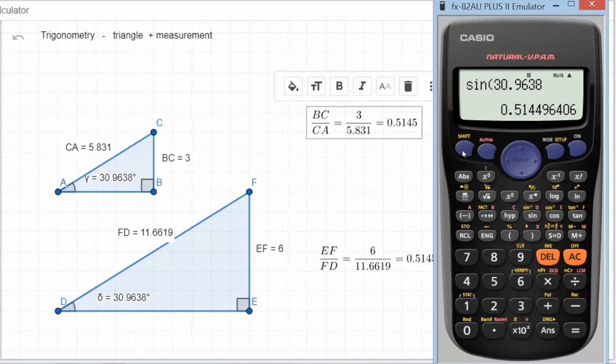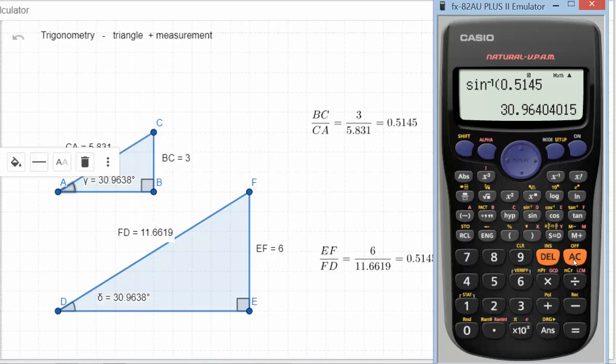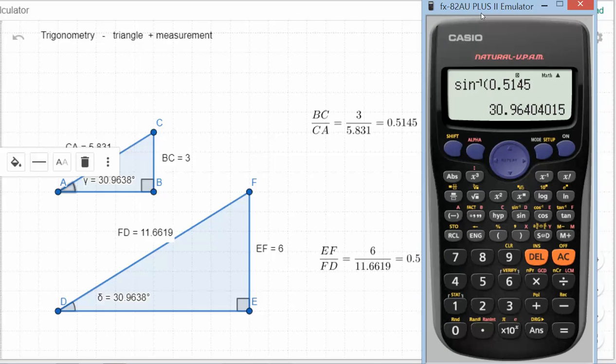If you want to find the actual angle that corresponds to that ratio using the sine, hit the shift key, hit sine, so we bring up inverse sine, type in the ratio, hit equals, and you get 30.96, which matches what the actual angle is. So we're going to use this inverse sine or inverse tan to find angles. So that introduces the sine ratio. In the next, final video, I'll introduce the cosine ratio.